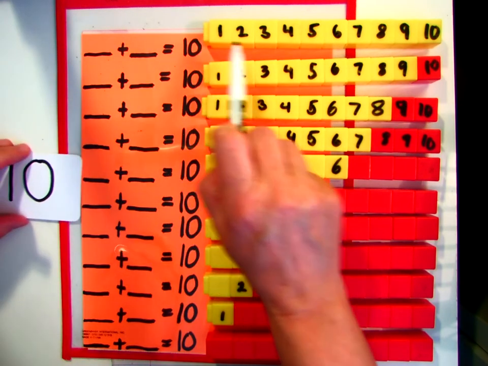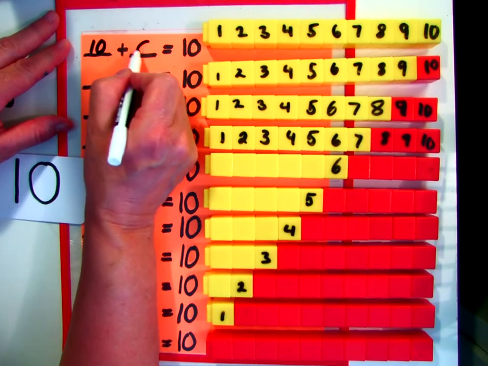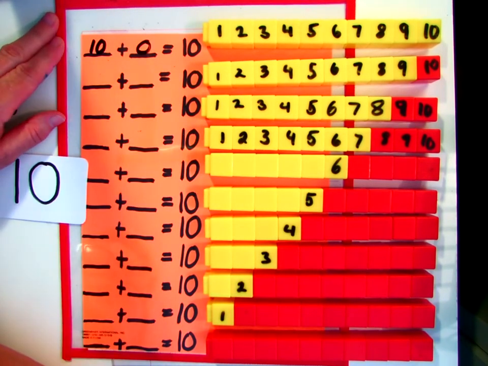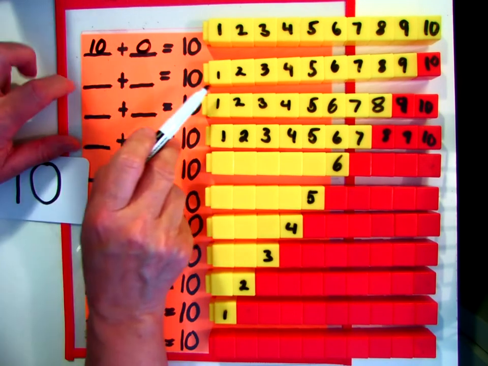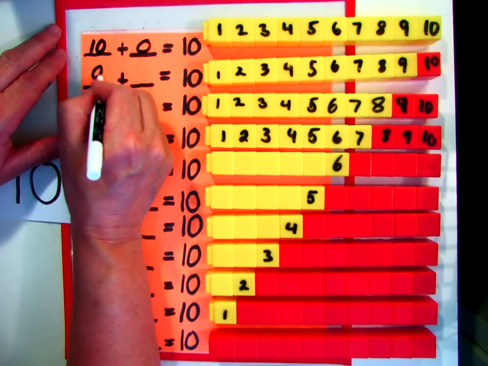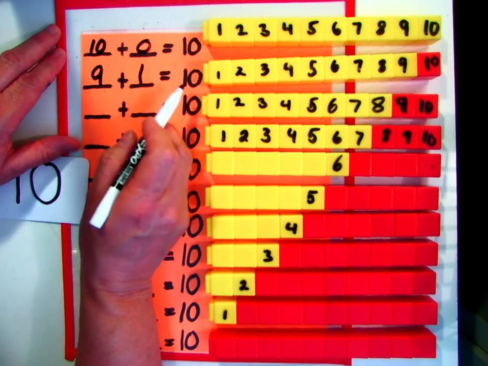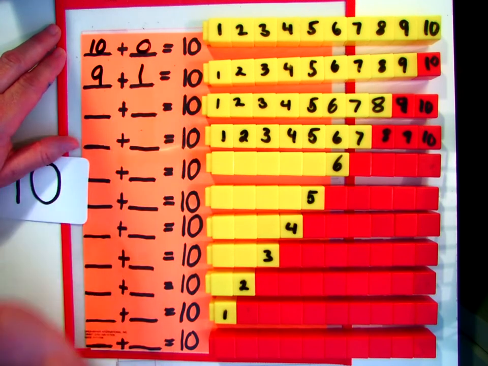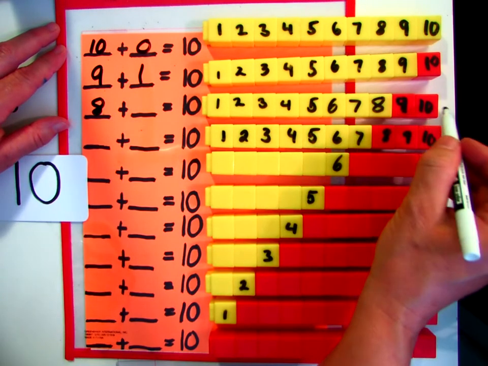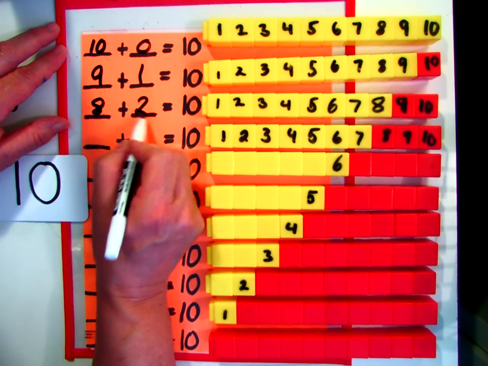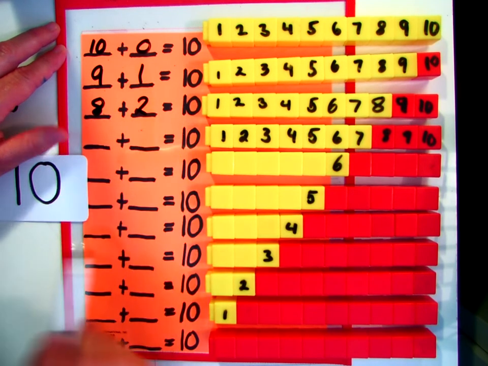You notice we have 10 yellows, but no reds. So 10 and 0 are partners of 10. If you add those two together, they make 10. Here we have 9 yellows and 1 red. If you add 9 and 1 together, it gives you 10. 9 and 1 are partners of 10. Here we have 8 yellows and 2 reds. 8 plus 2 equals 10. So 8 and 2 are partners of 10.